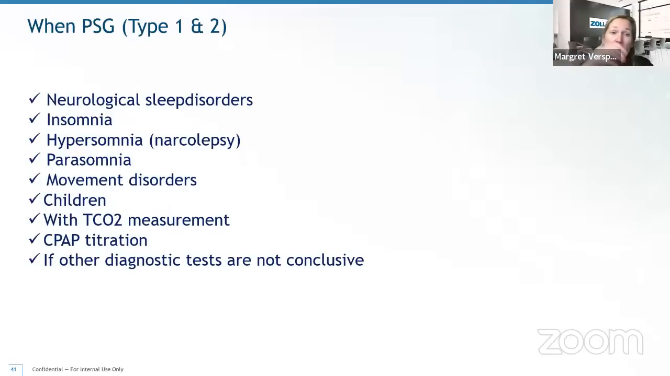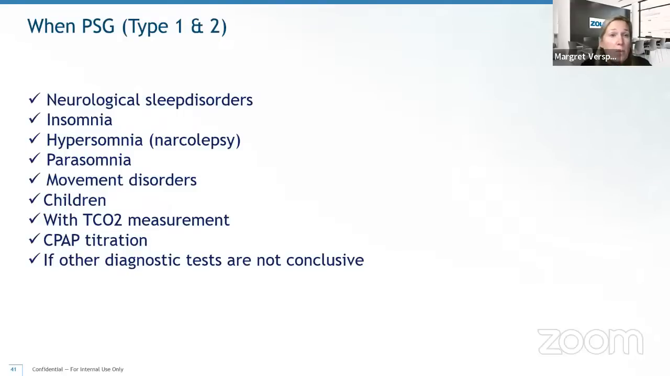Patients with hypersomnia, like narcolepsy, you really need an EEG because you want to be sure of the REM staging. Patients with parasomnia, you want video, movement disorders, also in children. And in children, you also need the TCO2 measurements. And with the TCO2, you really need the patient to have it in the hospital. Same with CPAP titration, you want to have the patient in the hospital when it's not an auto CPAP.